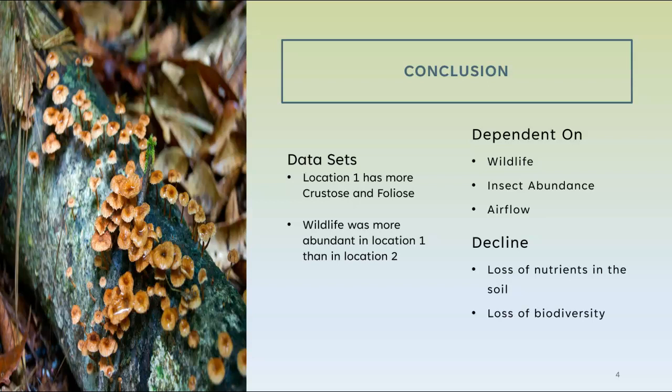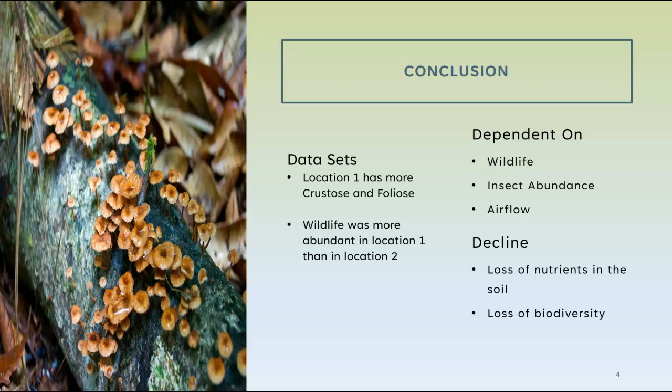So the differences in lichen species really depends on the amount of airflow, sunlight, wildlife, and insect abundance that is in the location. If there was a decline in the lichen, you'd see a loss of nutrients in the soil and a loss of biodiversity. There are several insects like the eyed click beetle that are lichen camouflaged, moths as well, and this lichen provides a resting place for them. A lot of the birds hunt in these areas of trees for lichen, and the deer in our area have been observed eating the lichen because it is a carb source and it provides other nutrients for them as well.